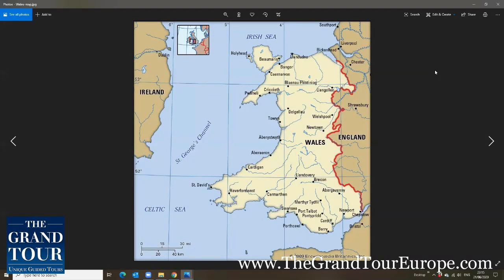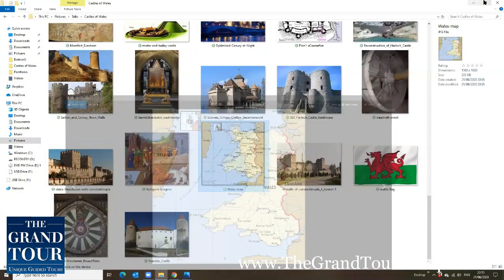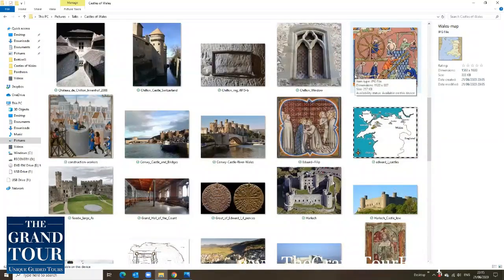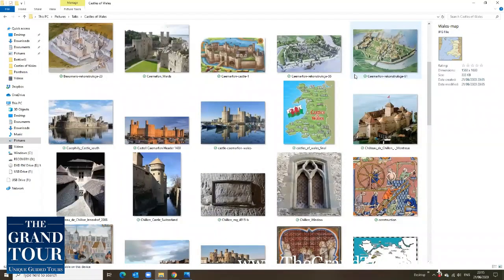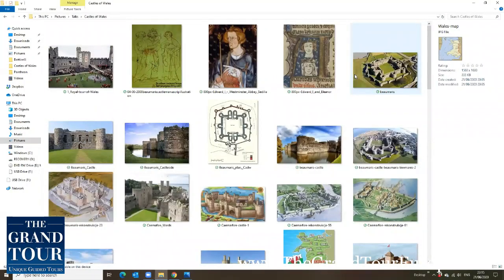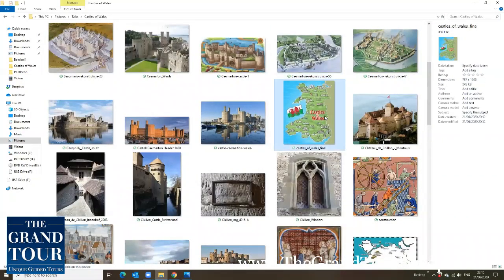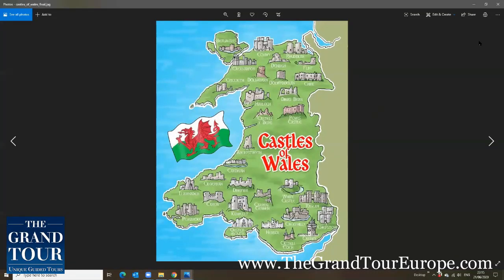This is the map of nowadays Wales, and then I have... I don't have it. There it is, the castles of Wales.